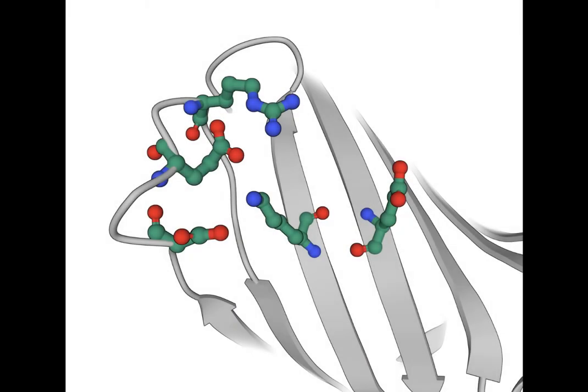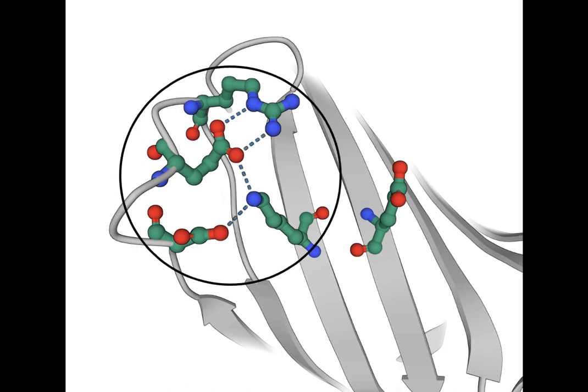In this structure, which of these 5 charged amino acids form ionic bonds? 4 of these amino acids form a network of ionic bonds, while the 5th one is too far away.